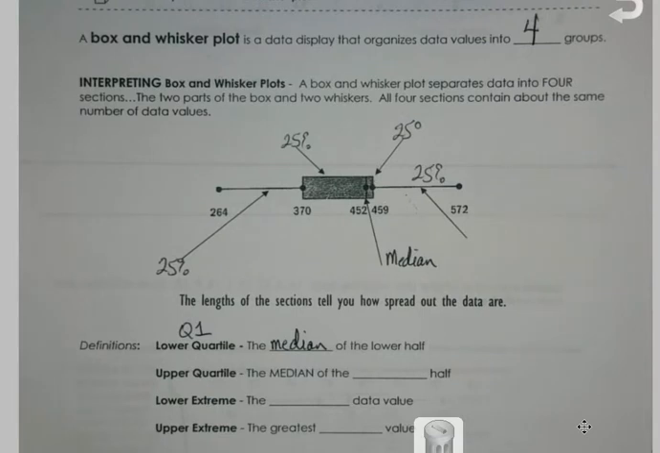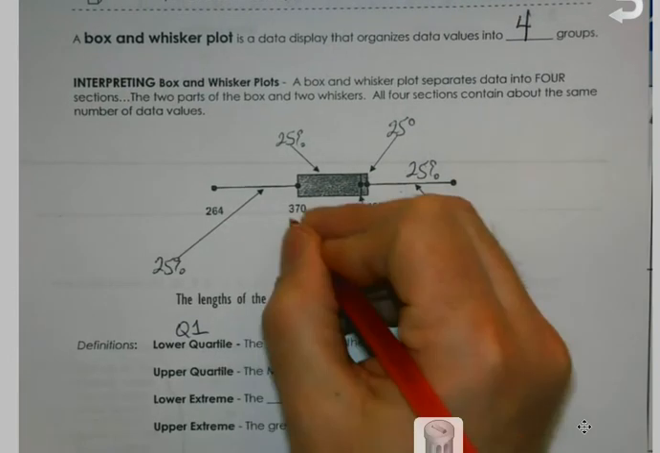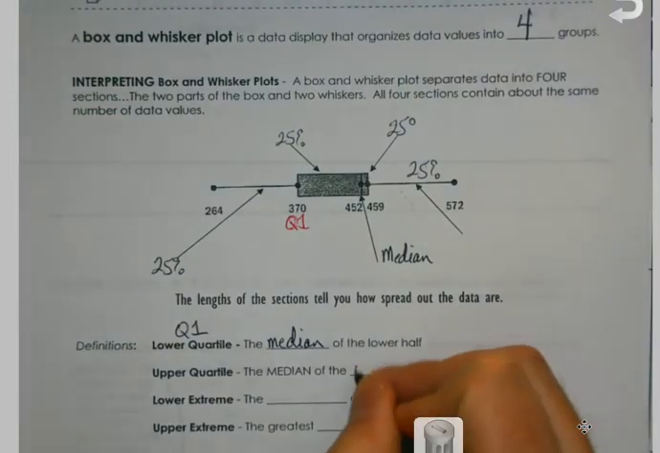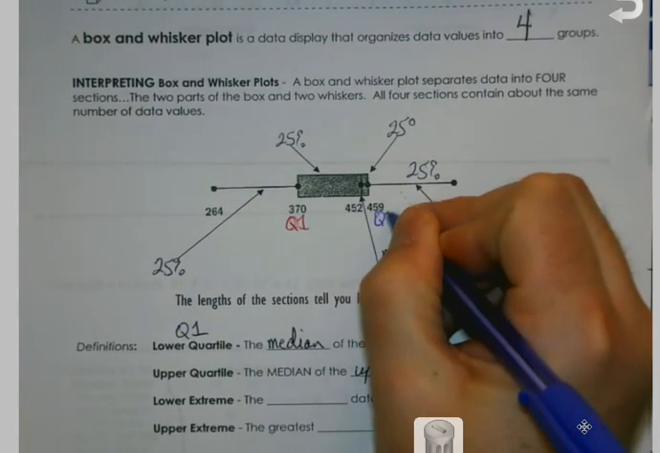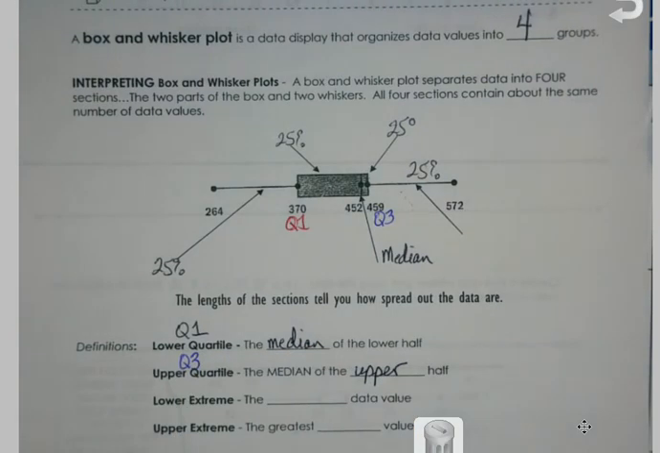So if I were labeling these, this 370 would be my Q1. It's always going to be the first part of my box. The upper quartile is the median of the upper half. This 459 would be my upper quartile, or my Q3. And you can call it either. They're interchangeable with each other.